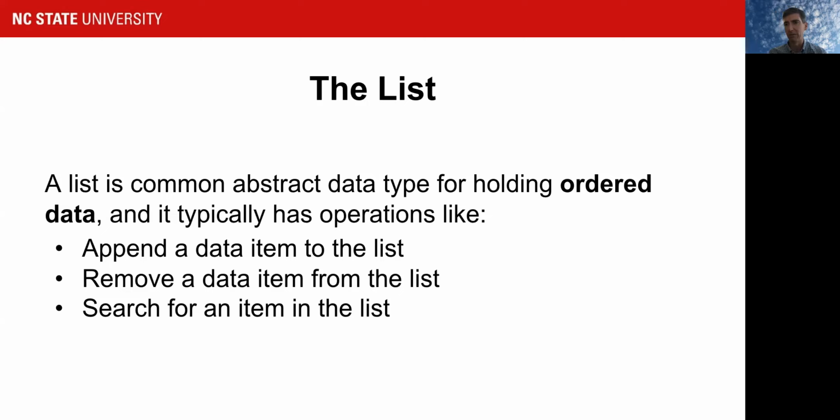An array kind of naturally enforces order because an array is a contiguous block of memory. And if I store things in memory in a certain order, they're going to stay in that order, right? So an array naturally imposes ordering, and a list is also going to naturally impose ordering. And then I want to do things like append data to my list, or I want to remove data from the list or search for something in the list.